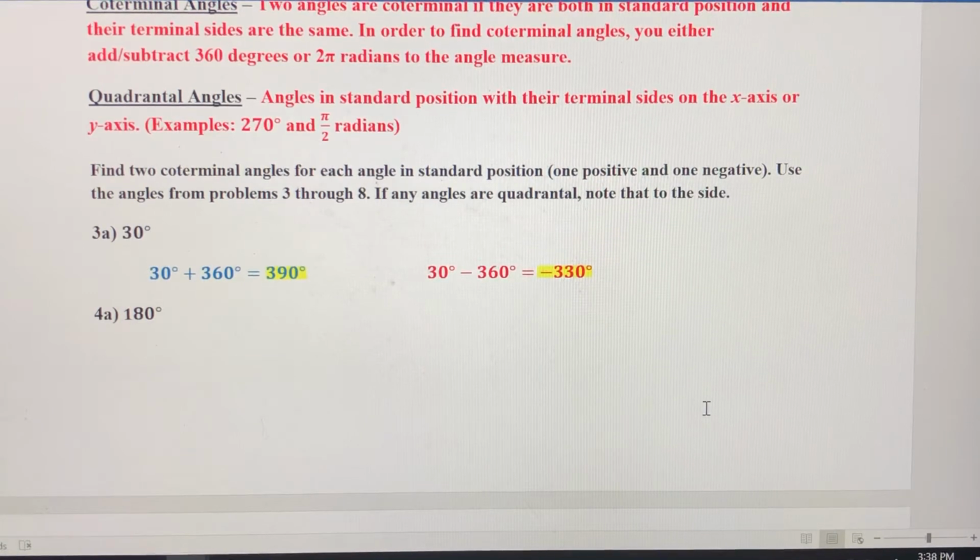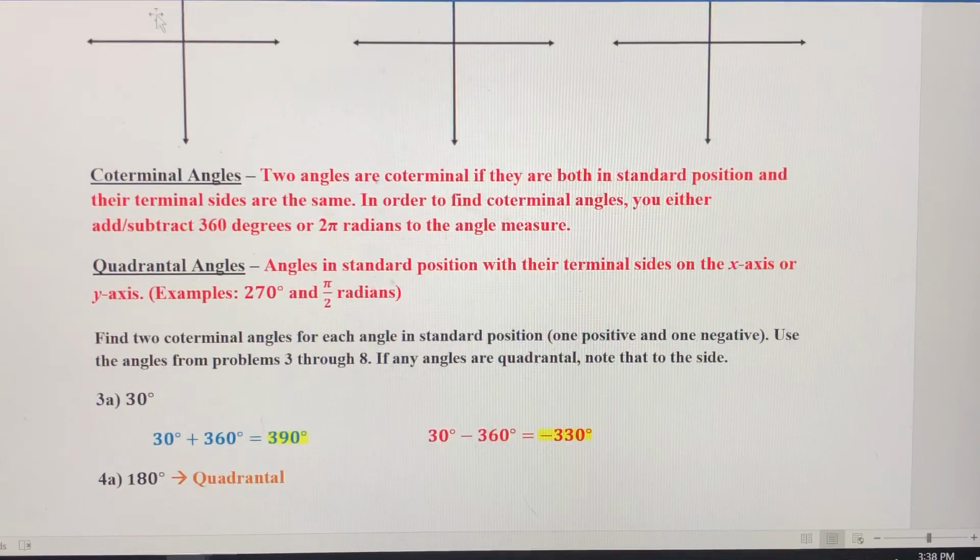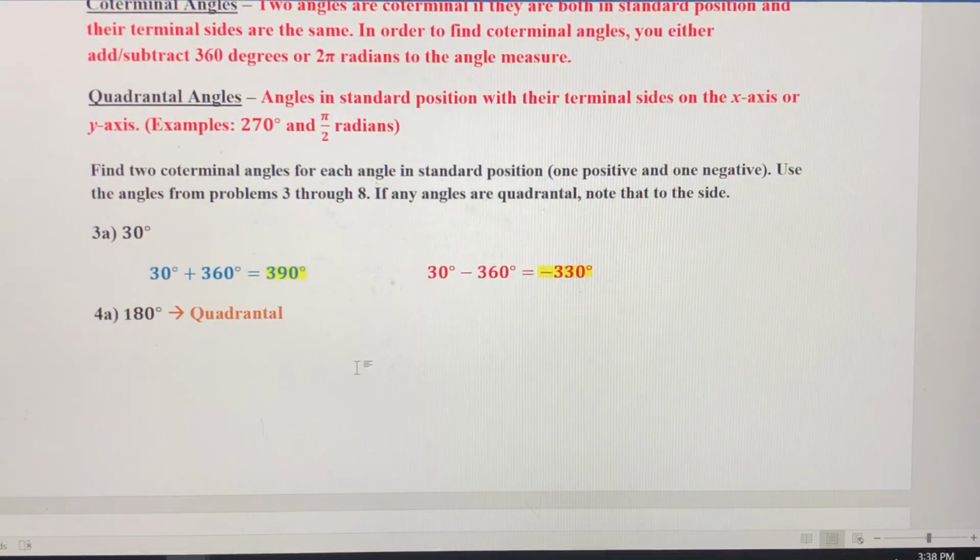Let's move on to number 4. 180 is a quadrantal angle. It's a multiple of 90 degrees. The terminal side would be on the negative side of the x-axis over here. Finding a couple of coterminal angles, first we want to add 360, which would give us 540. So 180 and 540 would have the same terminal side. Let's subtract 360. So a negative angle that would be coterminal to both of these would be negative 180.